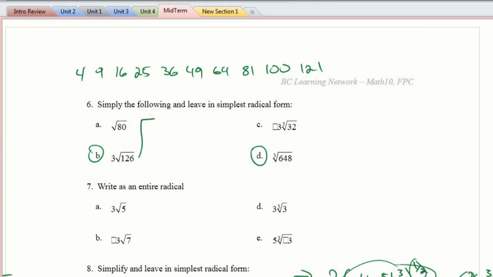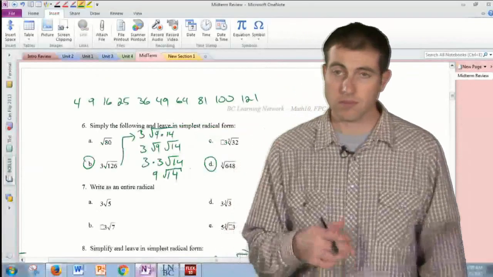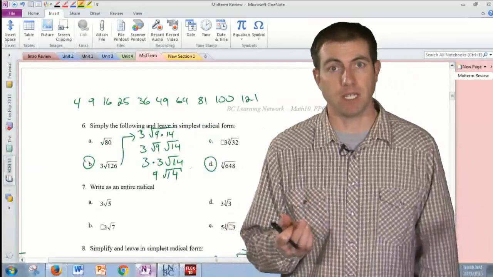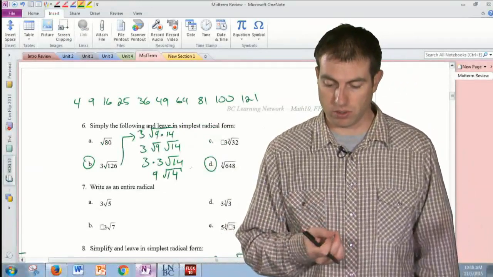So I'm going to just bring this up front. 3, and I'm going to break my 126 into 9 times 14. I'm going to say, okay, square root of 9 I know, which is 3. And I end up with 3 root 14. And 14 can't be simplified any further. There's no perfect squares that go into 14 because we can get 2 and 7 out of there, and that's it. And 2 and 7, neither one of those are perfect squares.